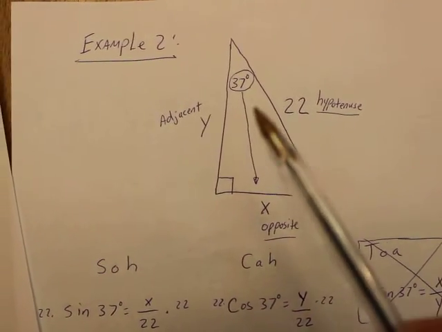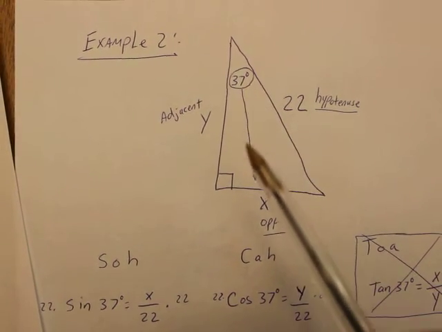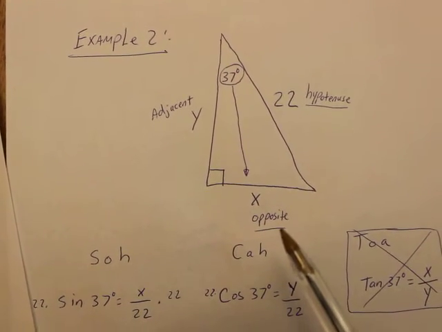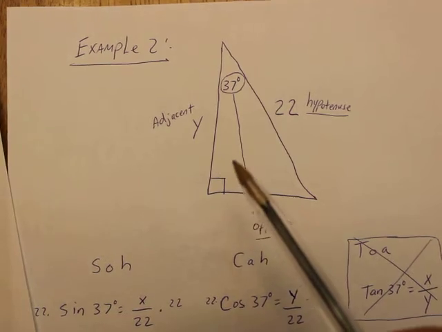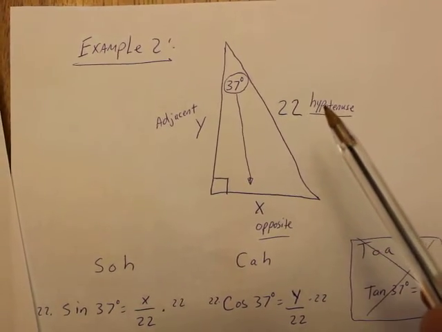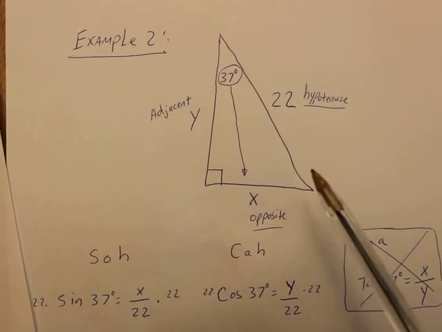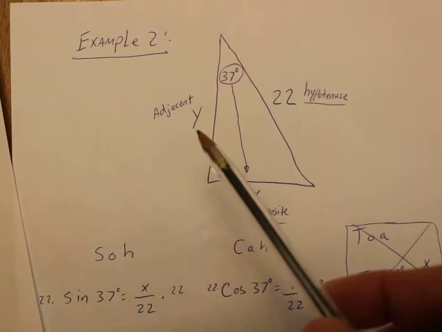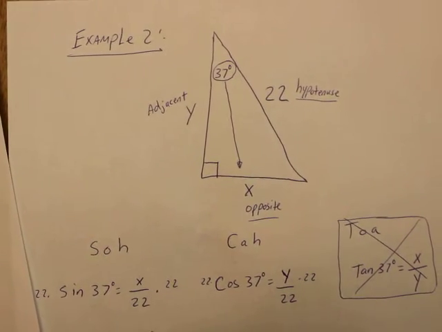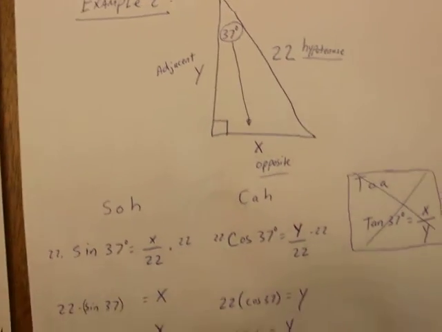You're going to circle the given angle, draw a line opposite, find the opposite side, draw an imaginary line from the right angle over to here. That longest side is the hypotenuse, which means the other side has to be the adjacent side. And now I'm going to set up all three trig ratios.